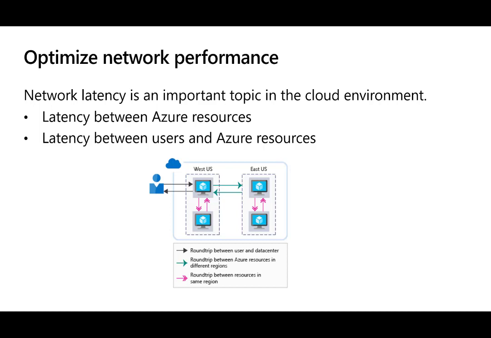While all Azure regions are interconnected by a high-speed fiber backbone, the speed of light is still a physical limitation, and calls between services in different physical locations will still have network latencies directly correlated to the distance between them. And if you look at the places where you can have latency, usually we say that you can have latency between your Azure resources, and you can also have latency between users and Azure resources.